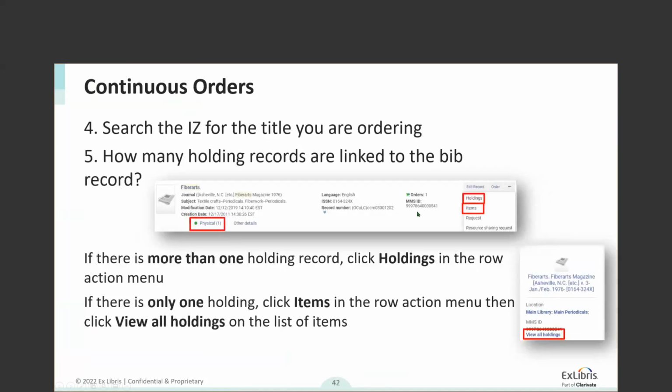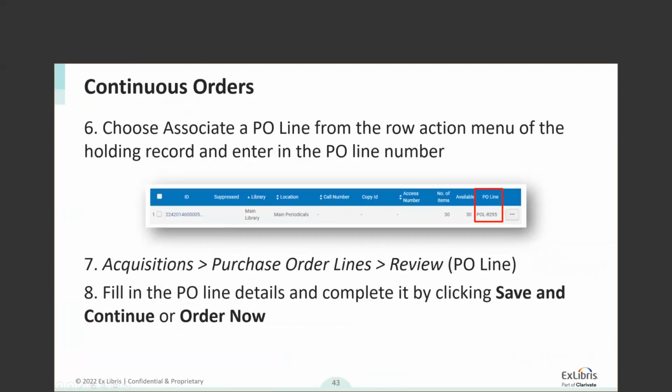So the way around it is you only have one holding, click on items, so it's one more click. Click on items, and then on the right side of the screen, you're going to see this view all holdings. I learned this the hard way. So from here on the row action menu, you can associate a PO line and then type in that PO number.